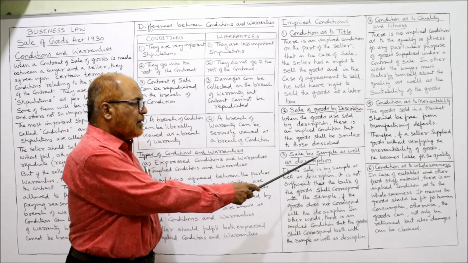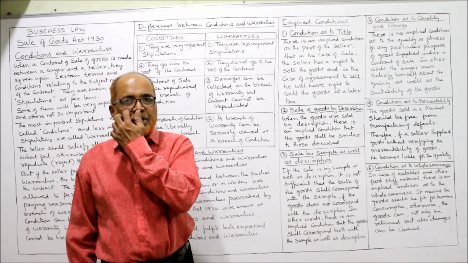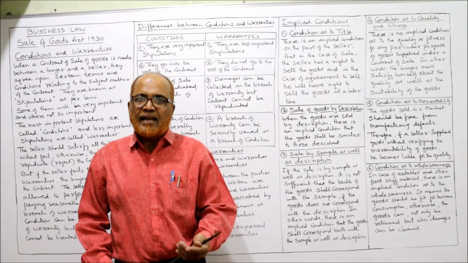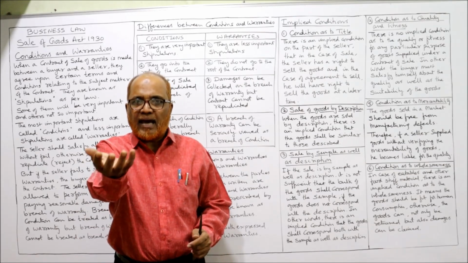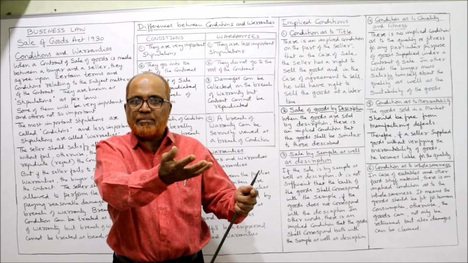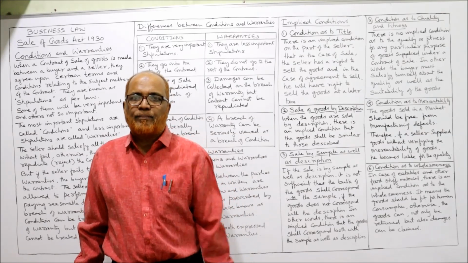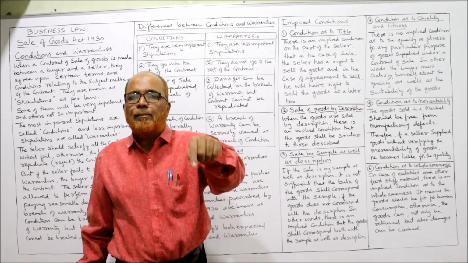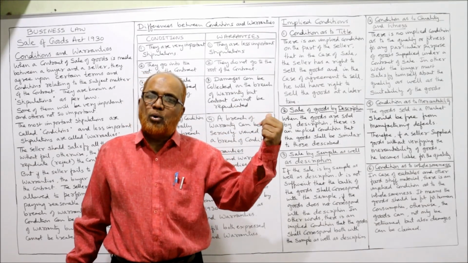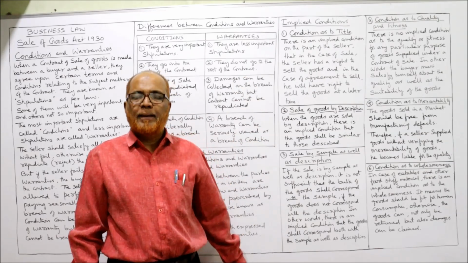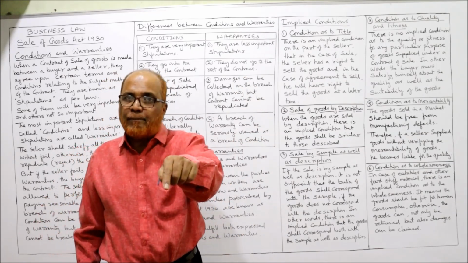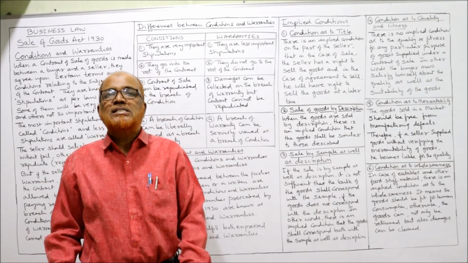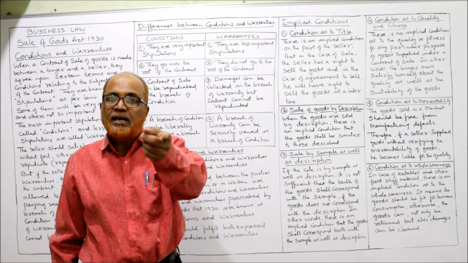Then third, sale by sample as well as description. Sometimes goods will be sold according to a sample. The seller gives some sample to the buyer and says that the goods which I am selling are according to this sample. In that case, when goods are sold by sample, there is an implied condition that the bulk of the goods should correspond with the sample. There should not be any difference between the sample goods and the bulk goods. The bulk and sample should both be the same.